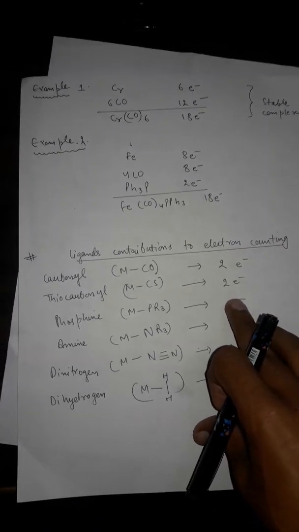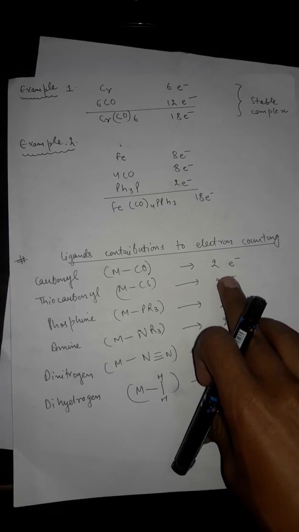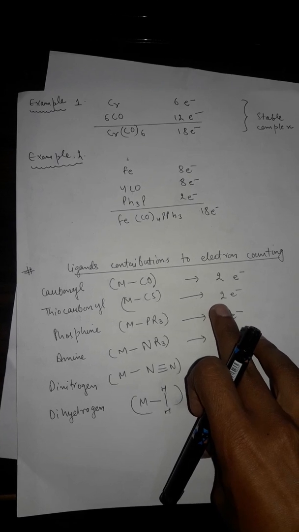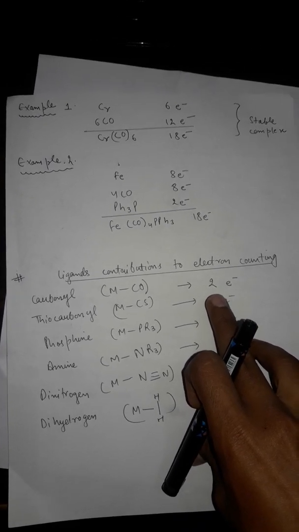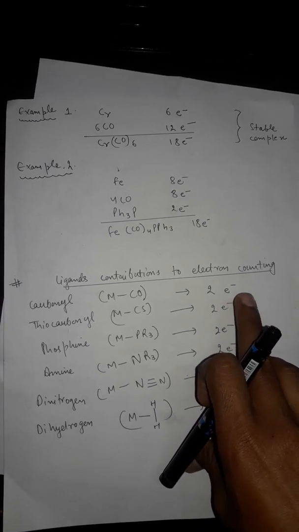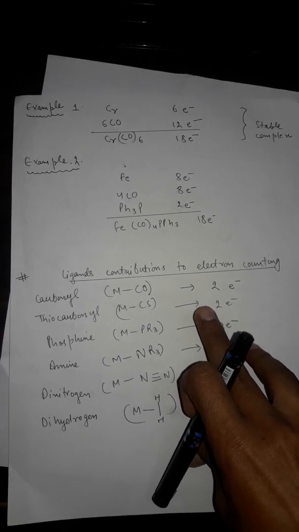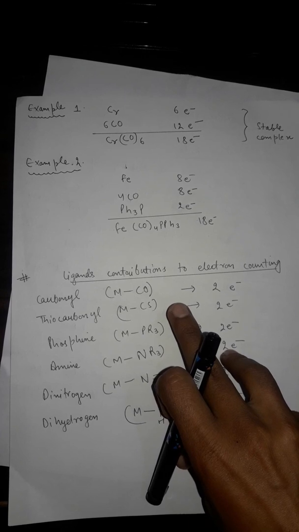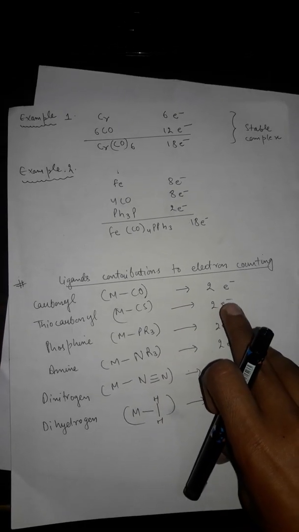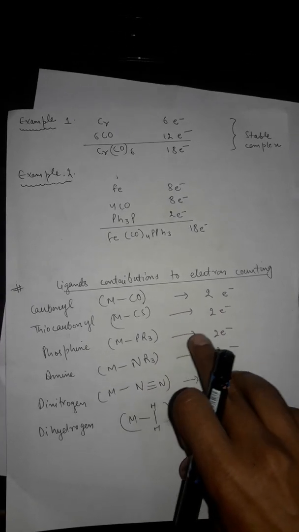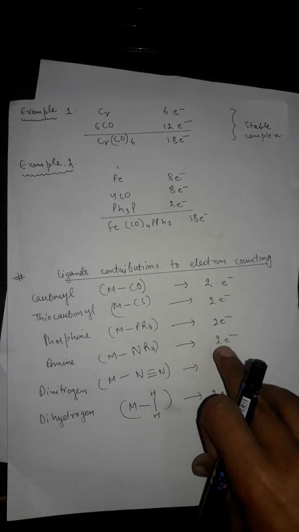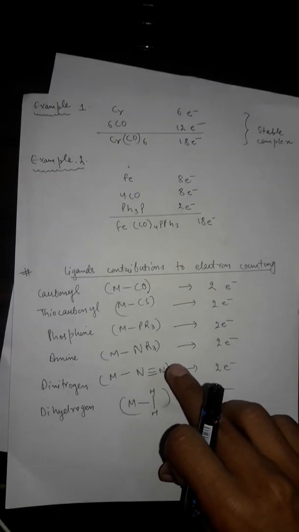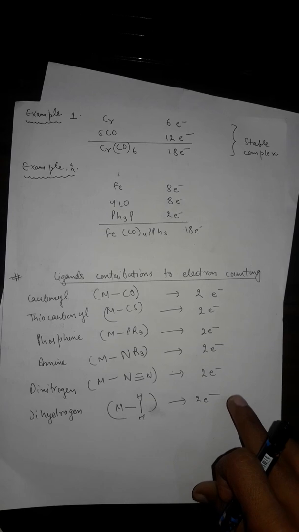Now we have different ligands' contributions to electron counting. First of all, we have carbonyl. Carbonyl gives 2 electrons. Thiocarbonyl, where the metal is connected with carbon and sulfur, also gives 2 electrons. Phosphine also gives 2 electrons. Amine also gives 2 electrons. Then dinitrogen and dihydrogen also give 2 electrons.